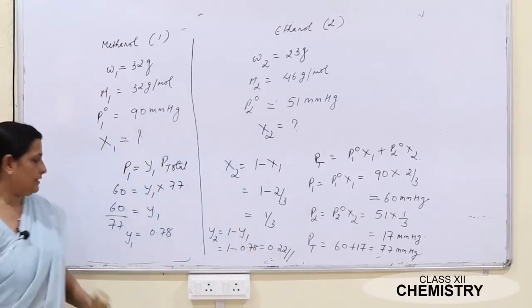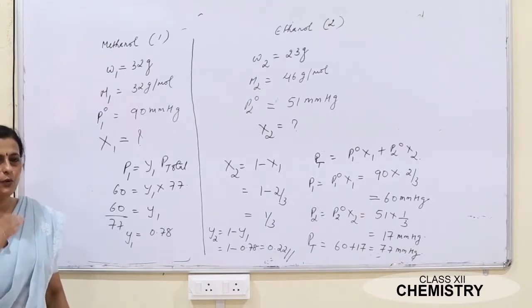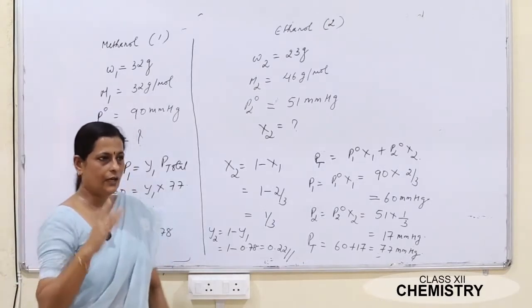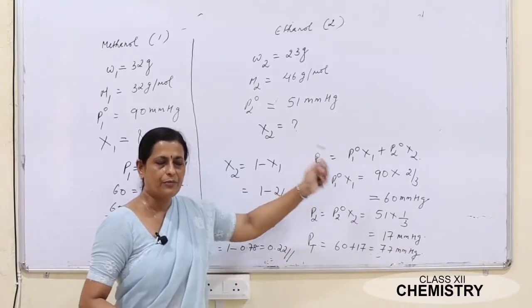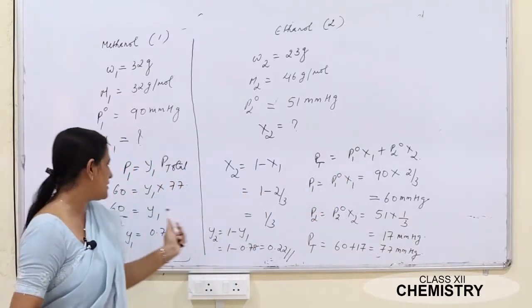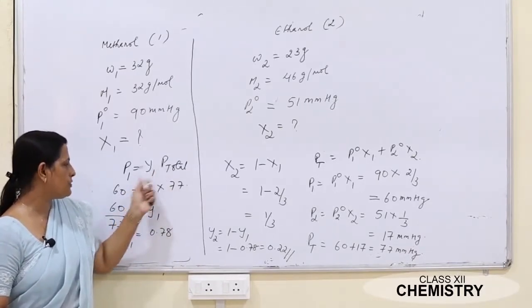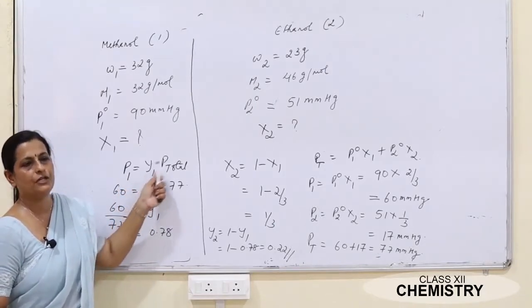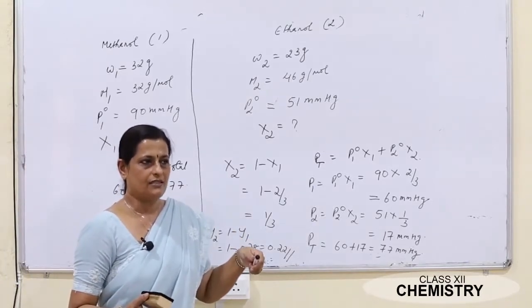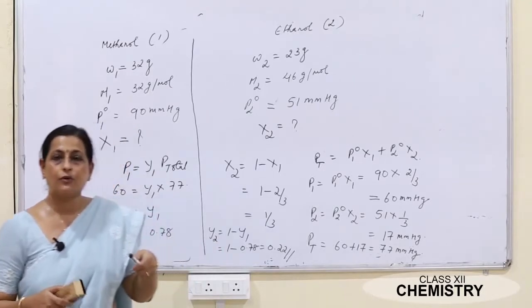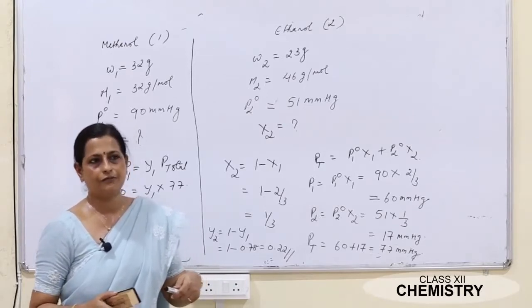You have to be very careful when a question is given, whether they are asking you to calculate the mole fraction in liquid phase or in vapor phase. For liquid phase, you can use the equation P1 naught x1 or P2 naught x2. And for vapor phase, you can't use that equation. You have to use the equation given by Dalton's theory, that is P1 is equal to Y1 into P total and P2 is equal to Y2 into P total. You can't use the same equation for liquid phase and vapor phase, because Raoult's law's equation we use only for liquid phase, and Dalton's equation we use for vapor phase.